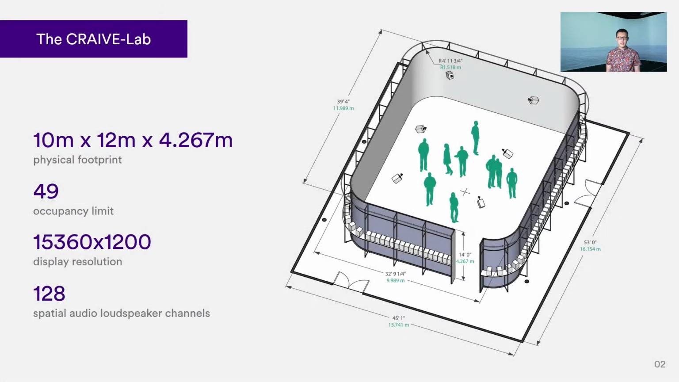The project is situated at Rensselaer's collaborative research Augmented Immersive Virtual Environment Laboratory, short for CRAIVELab. It is a room-centered immersive virtual reality system for human-scale audiovisual display research that consists of a panoramic display and 128-channel waveview synthesis loudspeaker array.